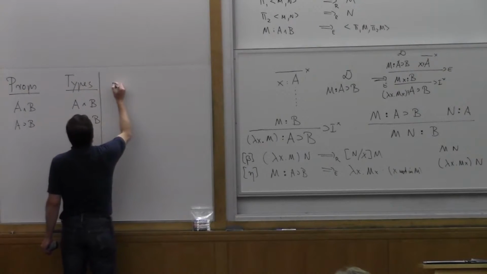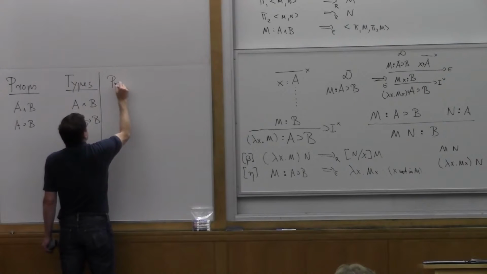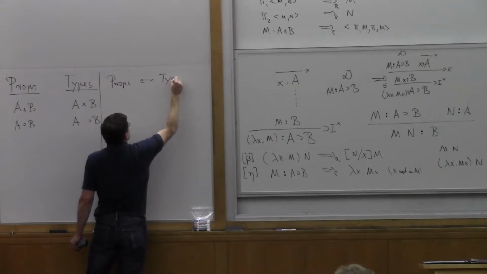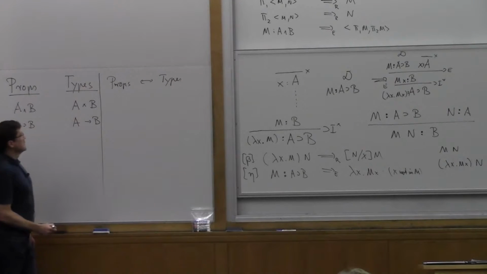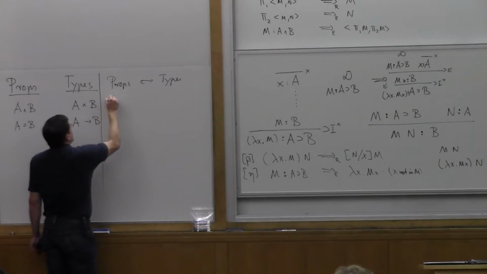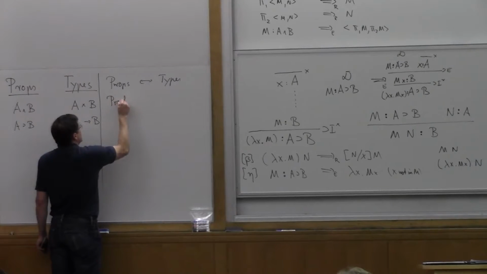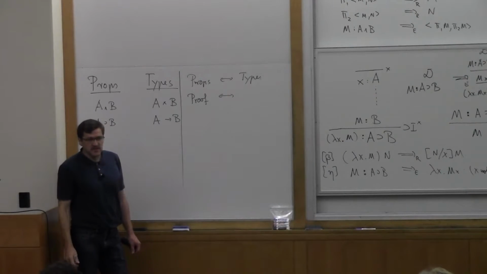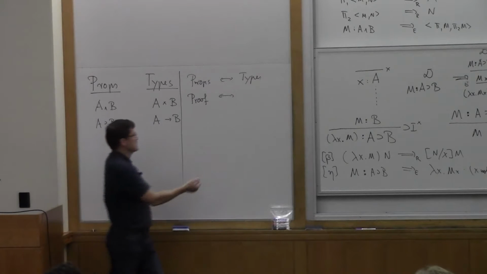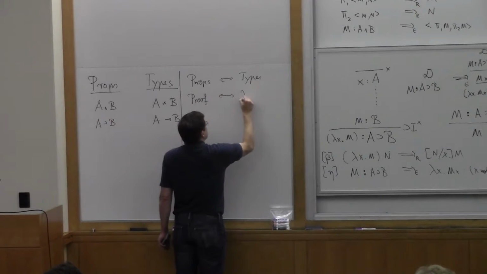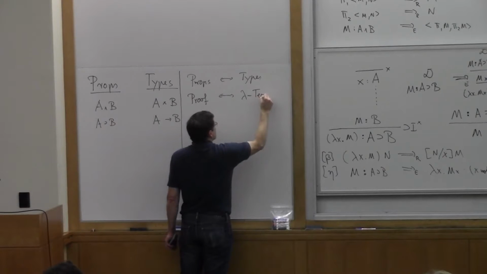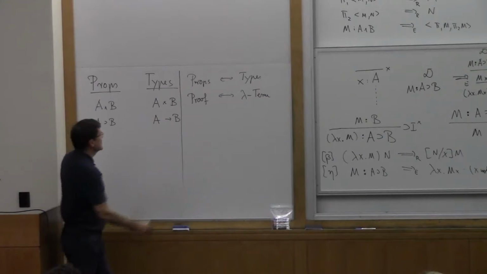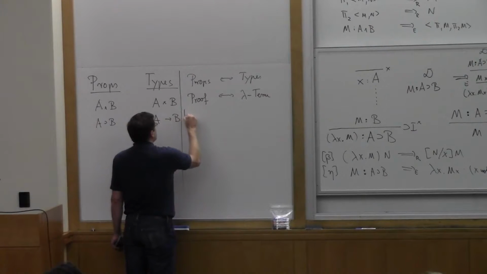Okay, so we have that correspondence that propositions in logic correspond to types. Now, what does a proof in logic correspond to? It corresponds in this particular case to a lambda term, right? So a proof corresponds to a term that you're computing with. Let's see, what does an introduction rule correspond to?